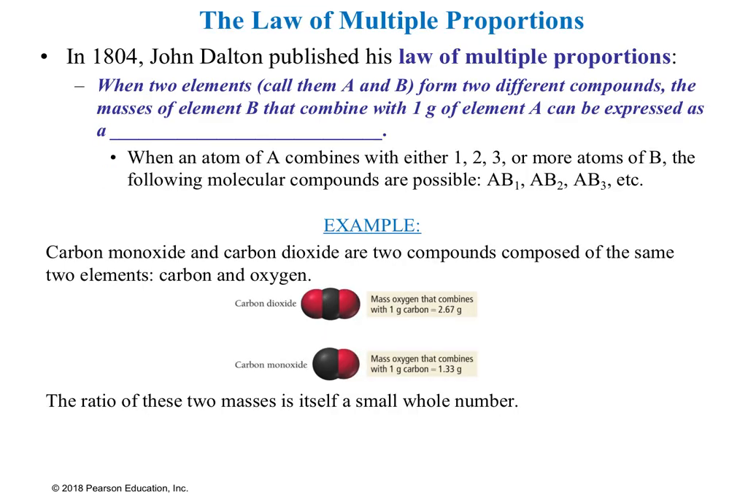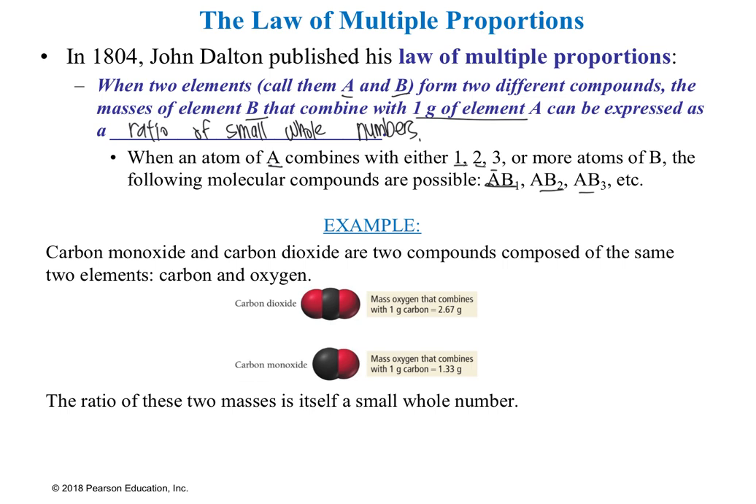The law of multiple proportions, in my opinion, is a little bit more confusing. It basically says when I have two elements, we'll just be general and call them A and B, they form two different compounds. The masses of element B combined with 1 gram of element A will always be expressed as a ratio of small whole numbers. So for every 1 gram of A, I could have 1, 2, or 3 atoms of B. It would look like this. This is basically saying, from the atomic theory, right, they're going to combine in whole number ratios.